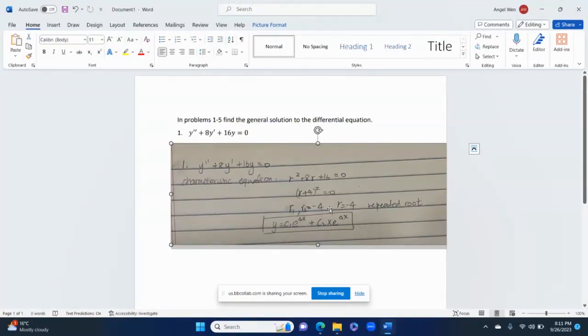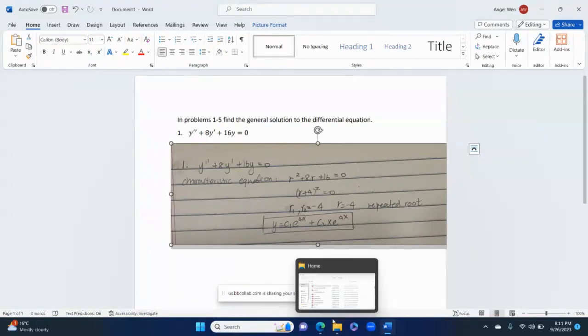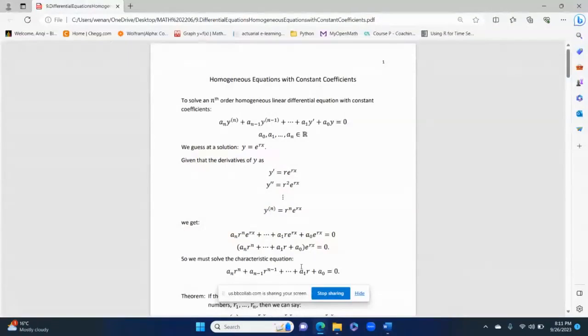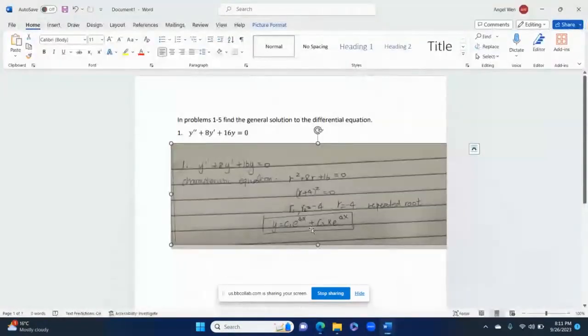So the point of doing this is we're trying to see if this characteristic equation has a real root. And if it has a real root, then based on the theorem described in 9.1 here, we can find a general solution to the differential equation.